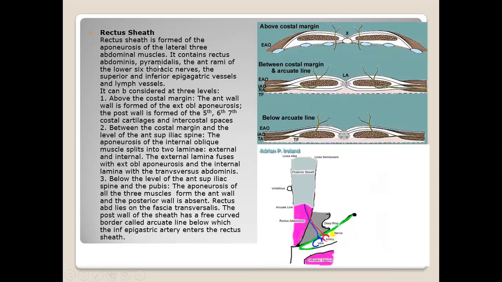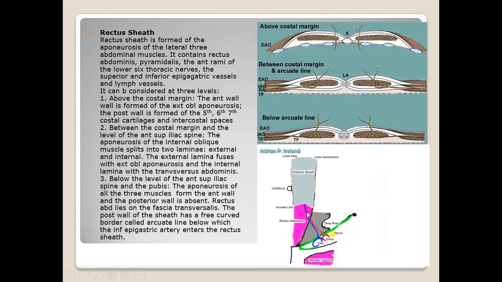Okay, it contains rectus abdominis, pyramidalis. Along with that, there are some important nerves, the anterior rami of the lower six thoracic nerves. If you see here, the thoracic nerves are coming at each level. So the lower six thoracic nerves, the superior and inferior epigastric vessels.